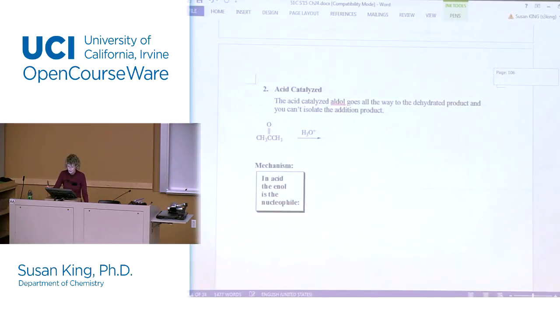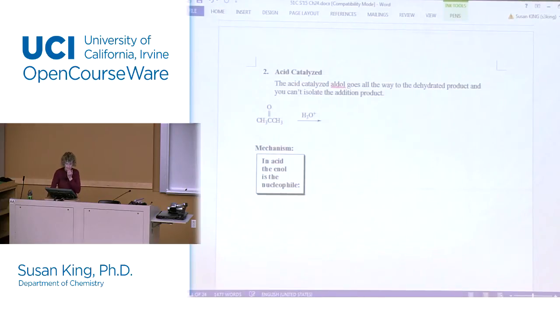Let's look at the acid catalyzed mechanism. And notice what I say here. The acid catalyzed mechanism goes all the way to the dehydrated product, and you can't isolate the addition product. Remember that, okay? In base, for the dehydration, you have to kick off hydroxyl. It's not as favorable, so you can sometimes stop at the beta hydroxy. In acid, that leaving group's protonated and it comes off so much more easily.